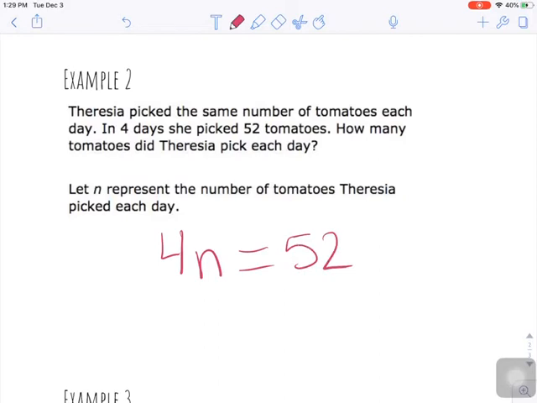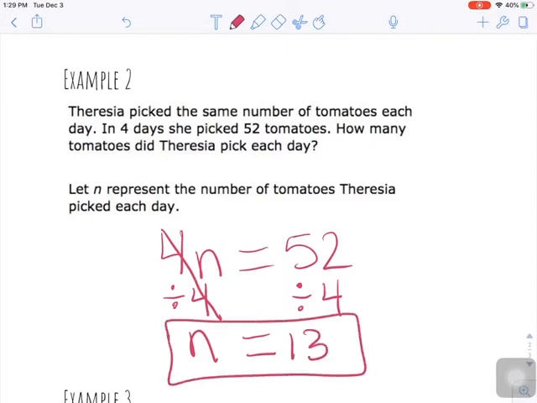4 times my unknown n equals how many total I have, which is 52. Again, to undo multiplication, I'm going to divide. So I'm going to divide by 4 on both sides to get n by itself, because I want to isolate it to solve. These 4's cancel out because 4 divided by 4 is just 1. So I'm left with 1n, or just n. And now I'm going to do 52 divided by 4 to see how many tomatoes she's picking in one day, which is 13. So every single day she's picking 13 tomatoes.